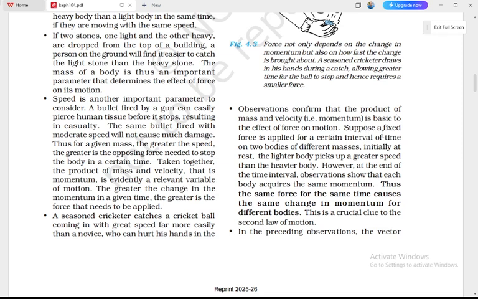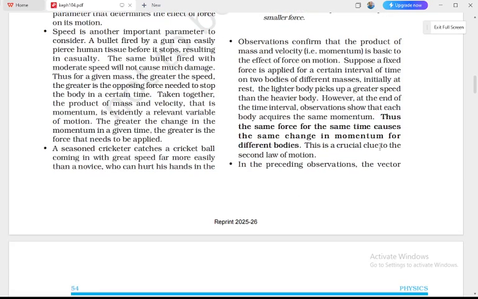Suppose a fixed force is applied for a certain interval of time on two bodies of different masses initially at rest. The lighter body picks up a greater speed than the heavier body. However, at the end of the time interval, the observations show that each body acquires the same momentum. That is, the same force for the same time causes the same change in momentum for different bodies. This is a crucial clue to the second law of motion.